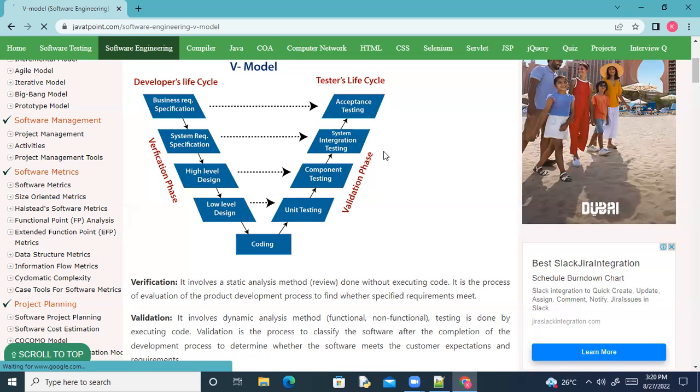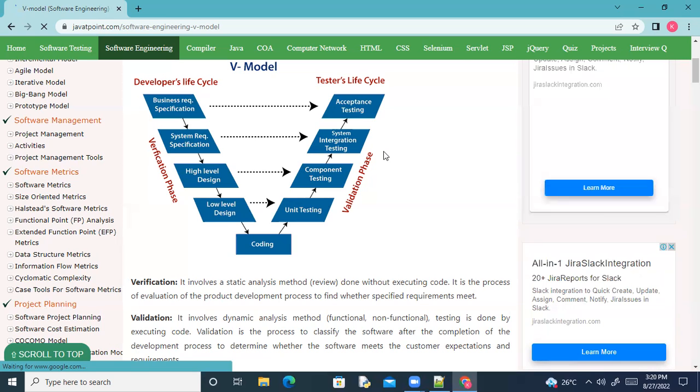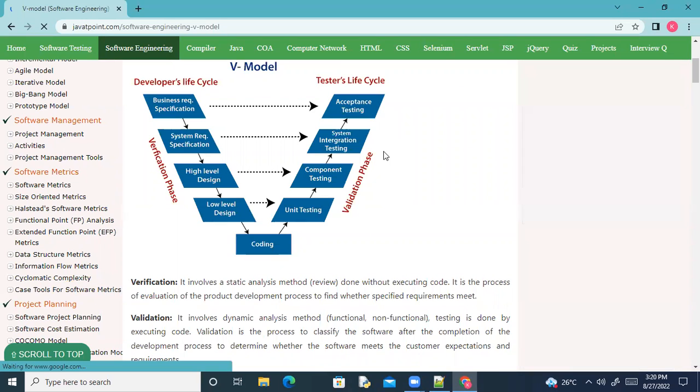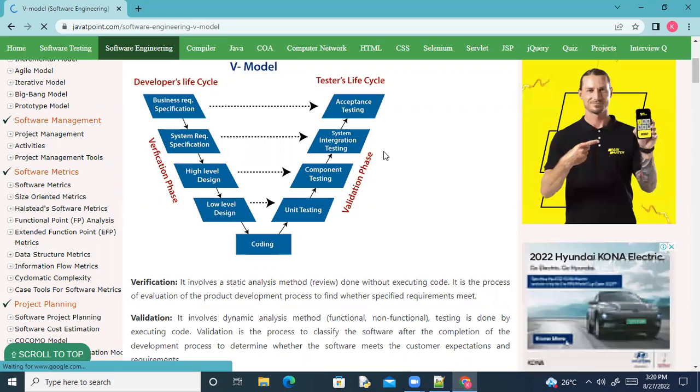First, we start with the requirement analysis. All the required information is gathered and analyzed in this phase, and the verification activities include reviewing the requirements. Parallel to that, we have to perform acceptance testing. This is associated with the requirement analysis phase, and it is done in the customer's environment. These two happen parallelly.